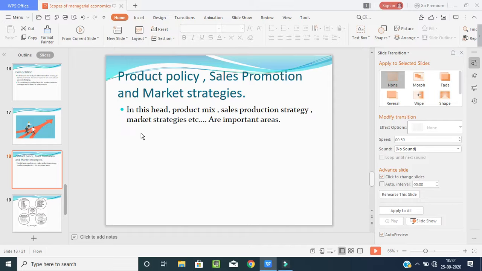How the sales are going to be promoted, like with the help of advertising, direct selling, personal selling, emailing. All these approaches are categories of sales promotion. What is product policy?